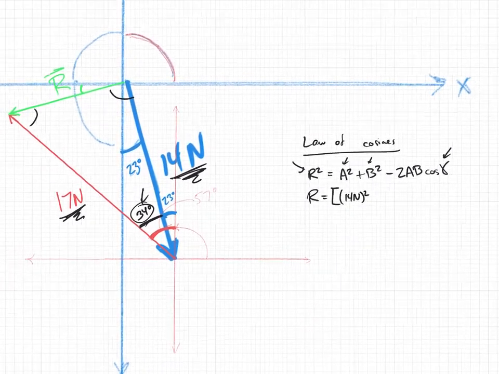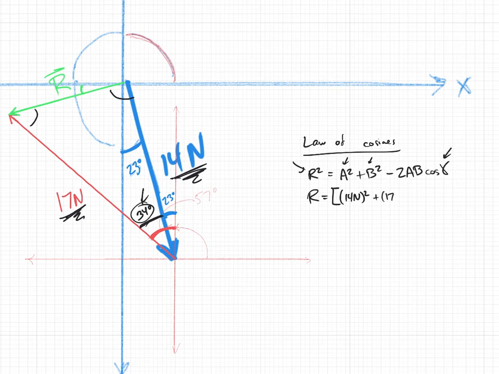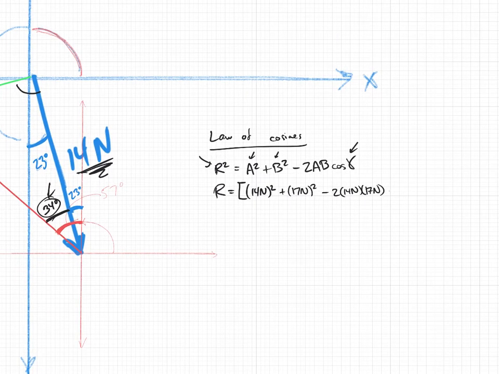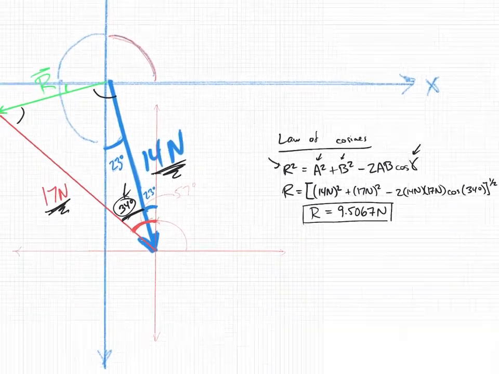All right, so 14 newtons squared plus 17 newtons squared minus 2 times 14 newtons times 17 newtons times the cosine of that angle, which is 34 degrees. Okay, and we're going to take the square root of that, so we're going to bring that all to the 1/2 power. If we plug all that into our calculator, the magnitude of the resultant is 9.5067 newtons. We're keeping 5 sig figs all the way through because it's going to make our answer a little bit better.